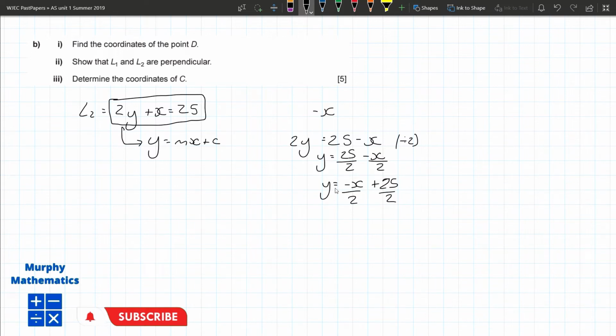Okay, so that's how we like to write the equation of a straight line. And what we can see from this is that we have a negative gradient. So if I was to draw out our line here, I know that it's going to go downwards because it's a negative gradient, and I know it's got a y-intercept of 12.5, which is just 25 over 2. So my line looks something like this.